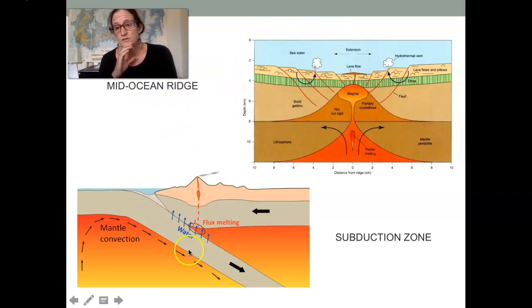A subduction zone is going to have melting. Here is the oceanic plate going down. It's going to have melting that is called flux melting. And that flux melting occurs because water decreases the melting temperature of some of those minerals, and then it's going to melt and rise up to form a volcano over the subduction zone.